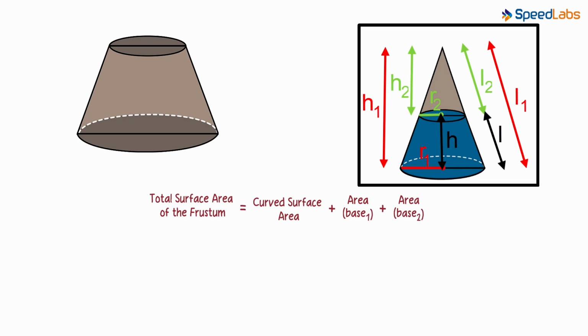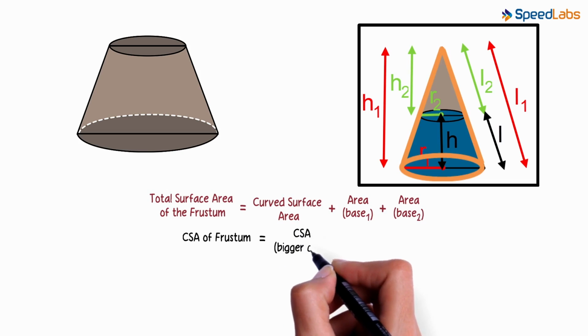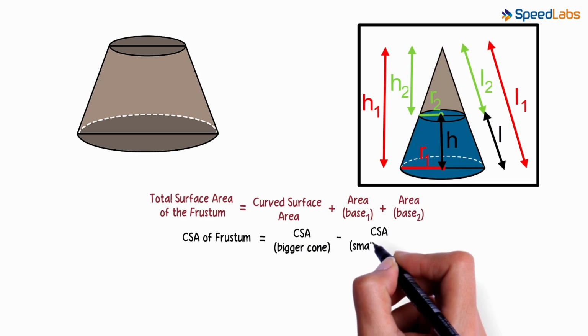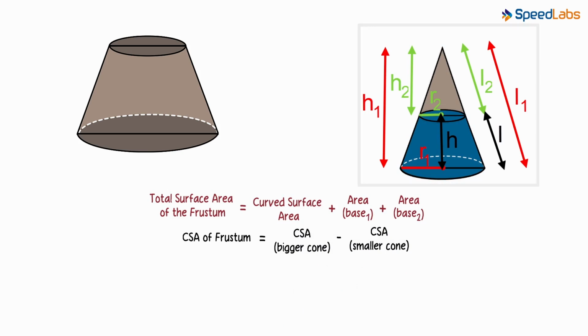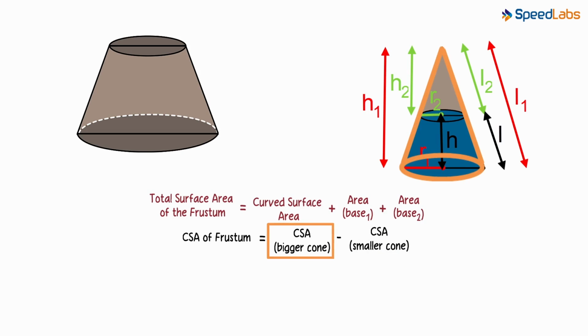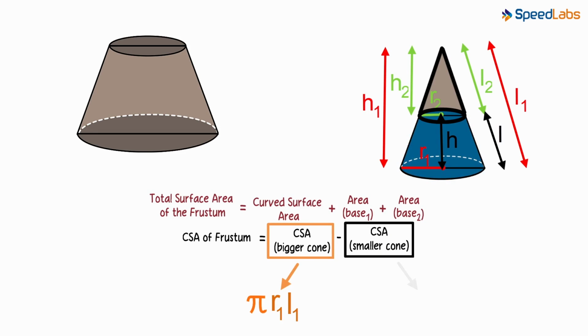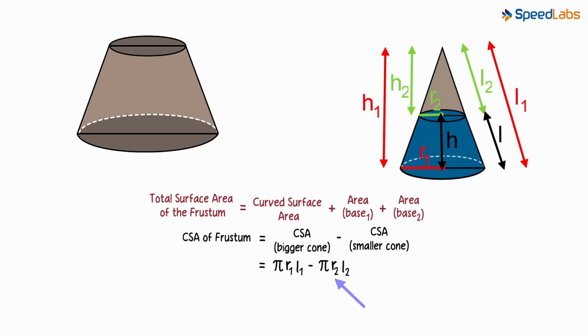From this figure, we see that the curved surface area of the shaded region is equal to the curved surface area of the bigger cone minus the curved surface area of the smaller cone. The curved surface area of the bigger cone is pi R1 L1 and that of the smaller cone is pi R2 L2. This is the curved surface area of the frustum.